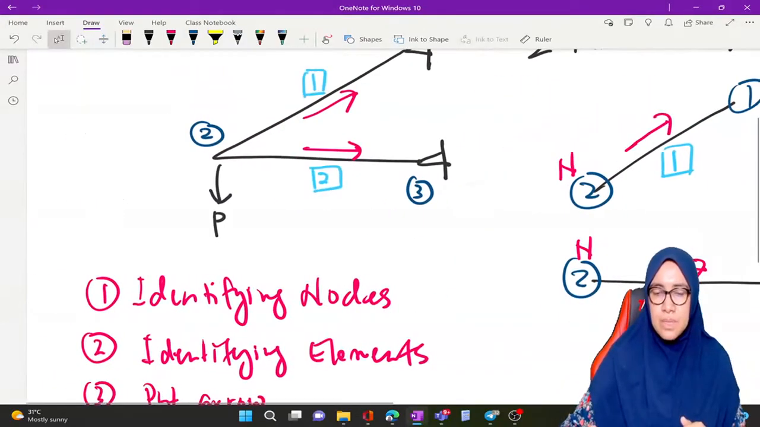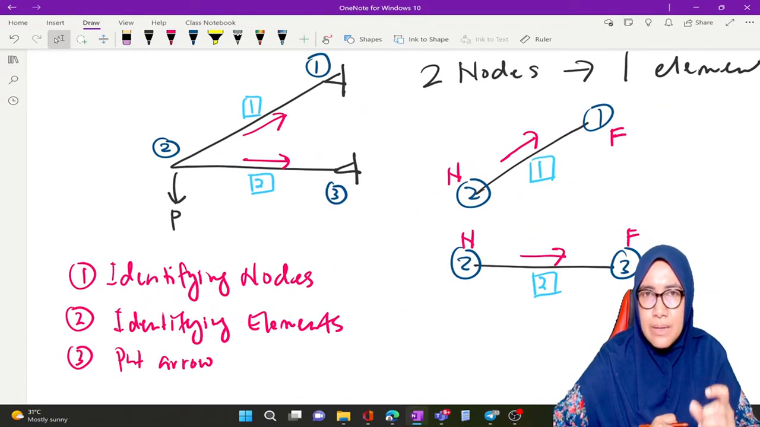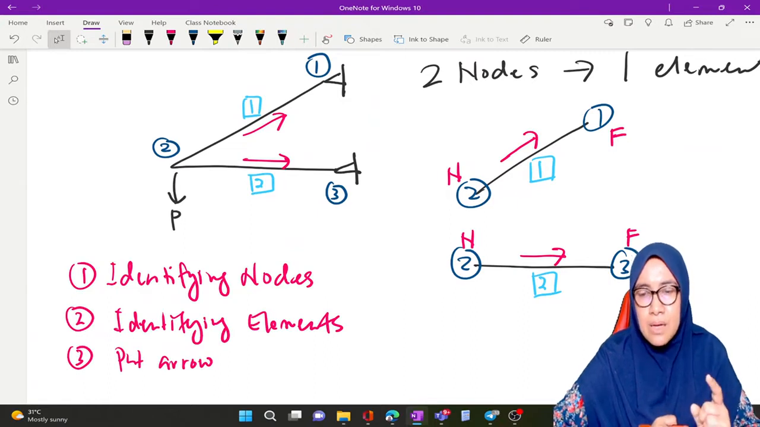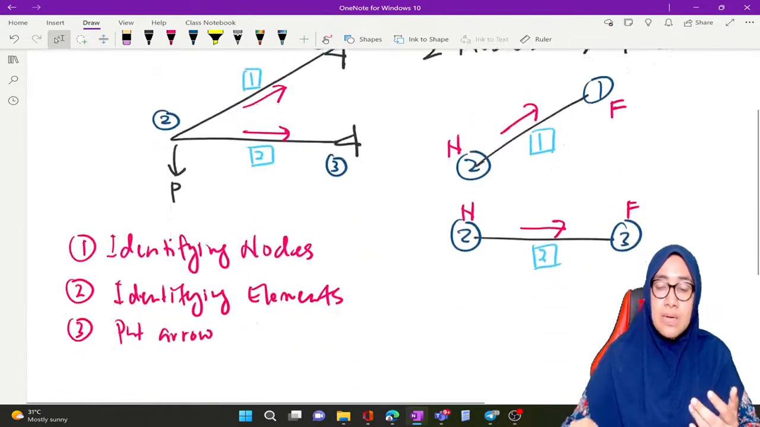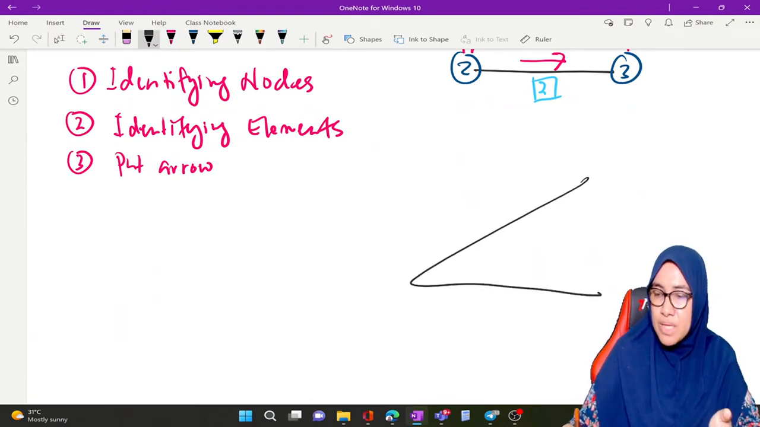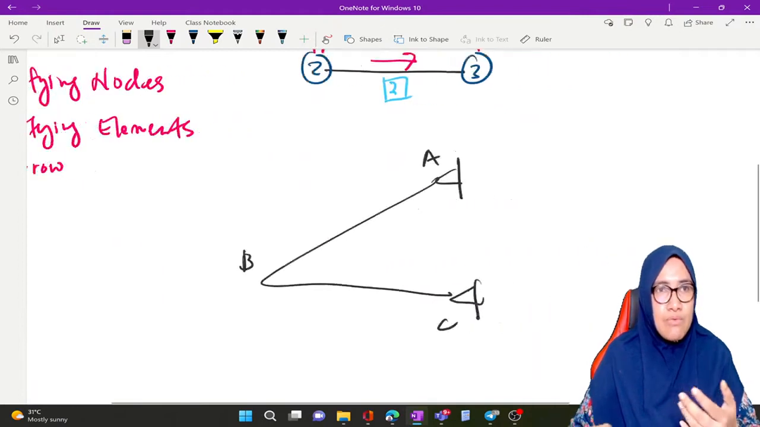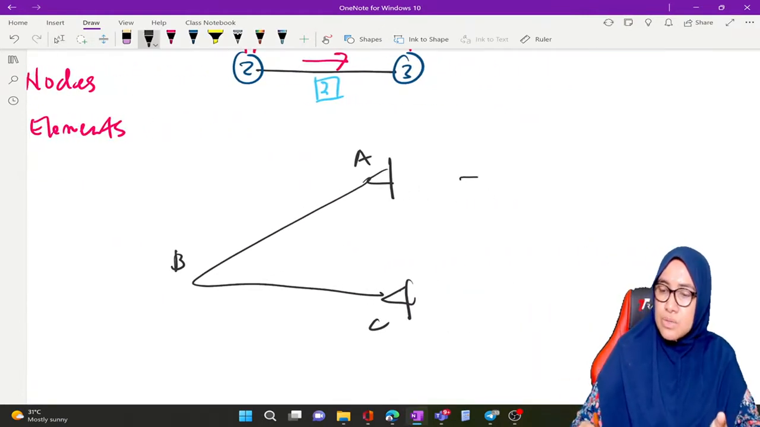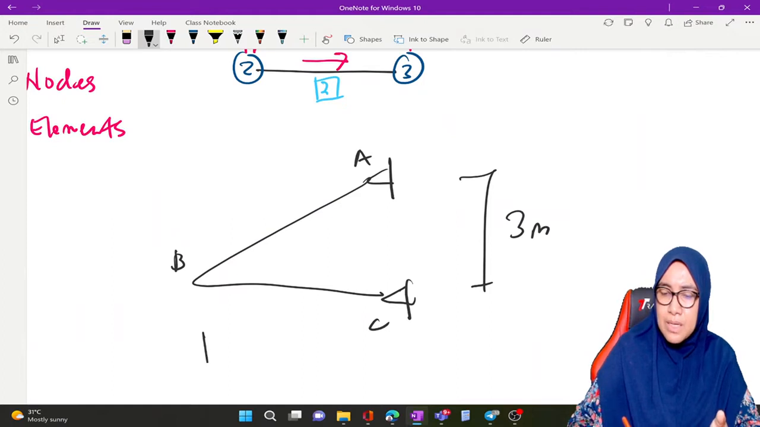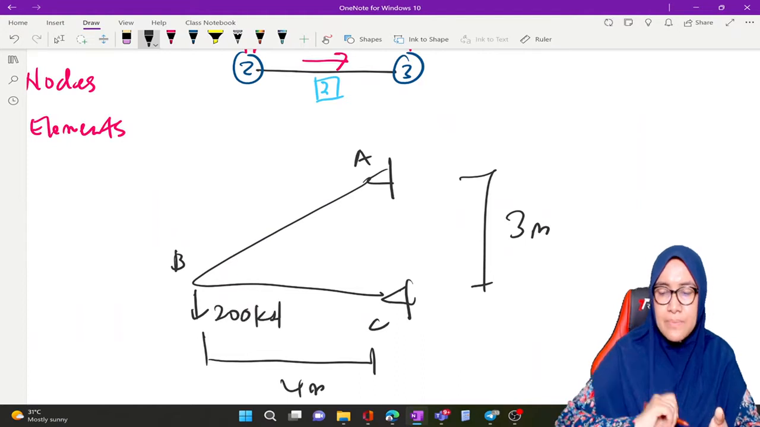Next is coordinate. Normally the question we have is like this. The conventional way of question is like this. Let's say this is ABC. Conventionally this is the question. So this is 3 meter, this is 4 meter. This is a load of 200 kilonewton, for example.